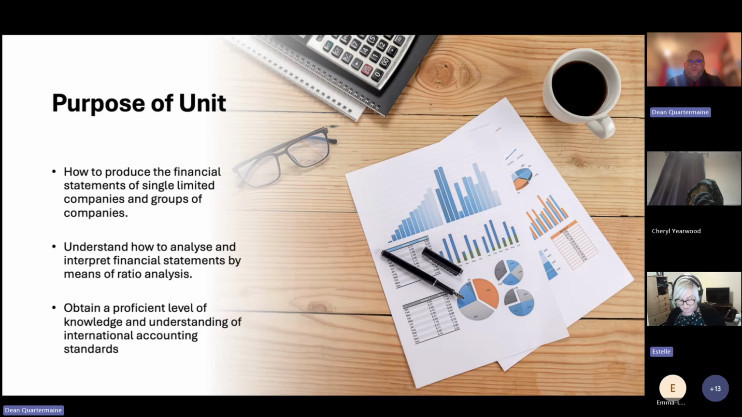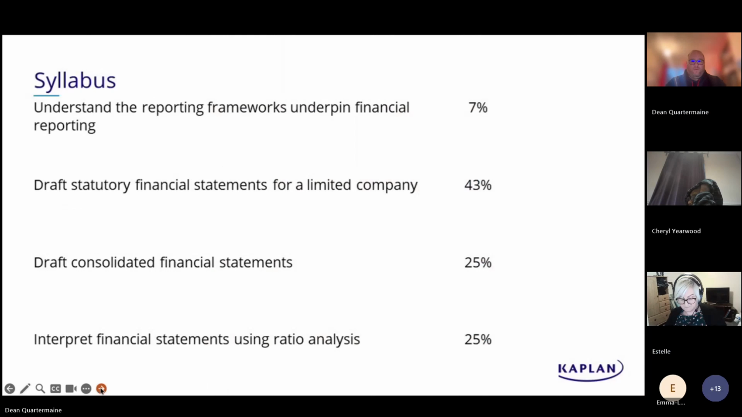Next slide, which looks at the syllabus for drafting and interpreting financial statements. This is directly out of Kaplan's resources. Understand the reporting frameworks that underpin financial reporting. So it's around 7% of the marks for the unit.